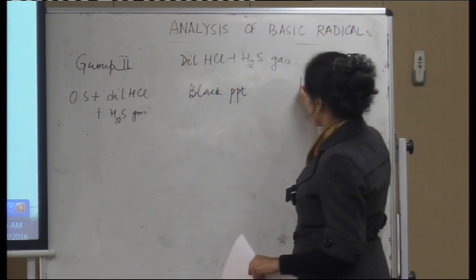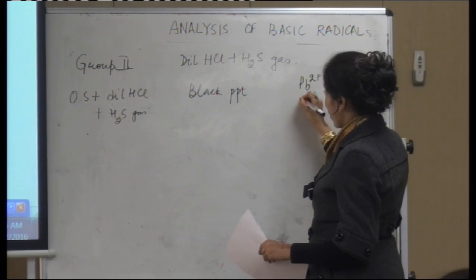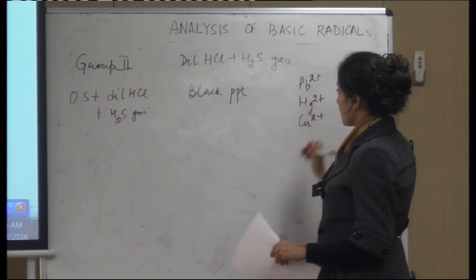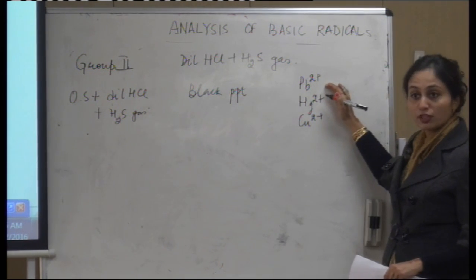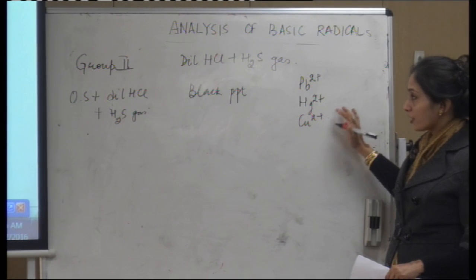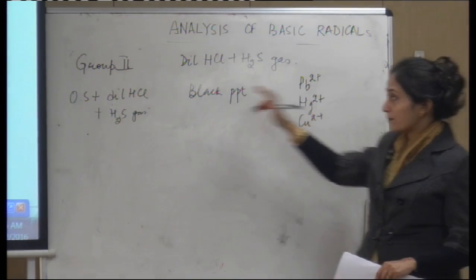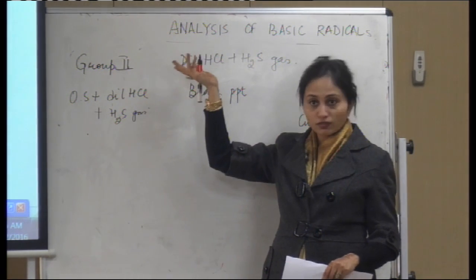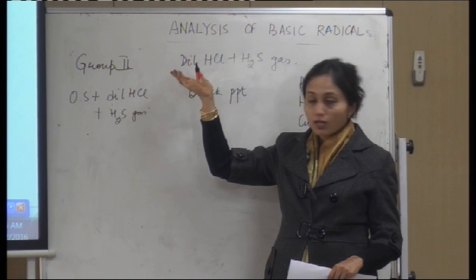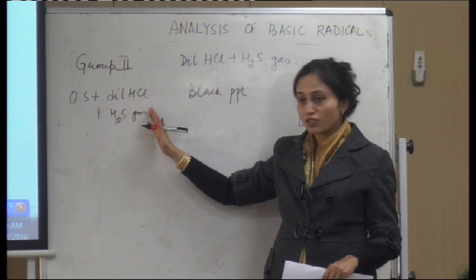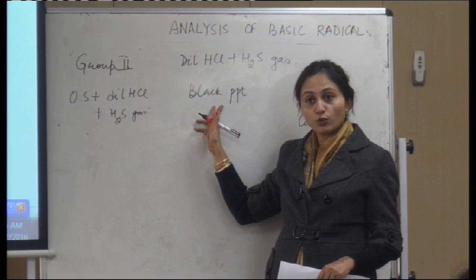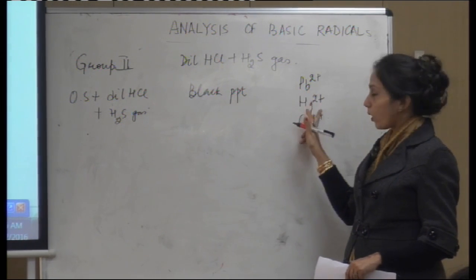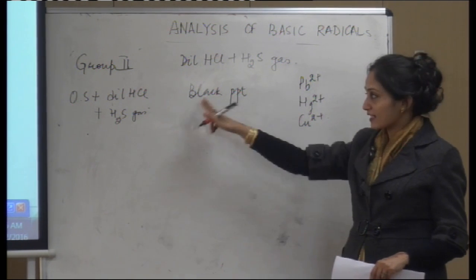Then in that case, if we get a black precipitate, it may be indicating either your Pb2 plus or Hg2 plus or Cu2 plus. Remember that the black precipitate will be either because of Pb2 plus, Hg2 plus, or Cu2 plus. Now apply your common sense. If Cl2 had to precipitate, it could have precipitated out in group 1 itself. But if it did not precipitate out here, after addition of H2S, what will this black precipitate be due to? It will be due to sulfides of each one of them. So it will be either PbS or HgS or CuS in the black precipitate.